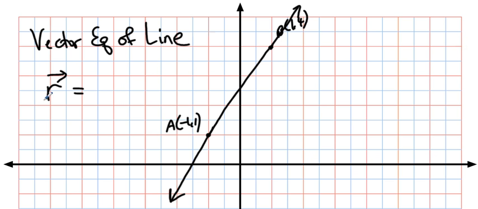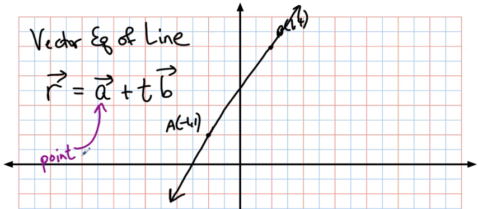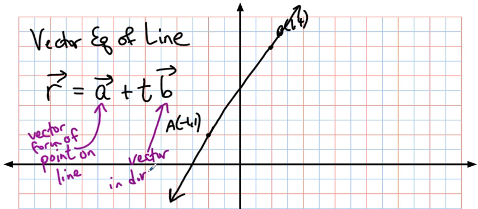is usually something of the form where vector r equals some vector plus a parameter times some other vector. And I'll break it down and we'll talk about what each of those parts are. This vector generally represents some point on the line. It's a vector form of some point on the line. This vector is a vector in the direction of the line. And t is a scalar parameter.